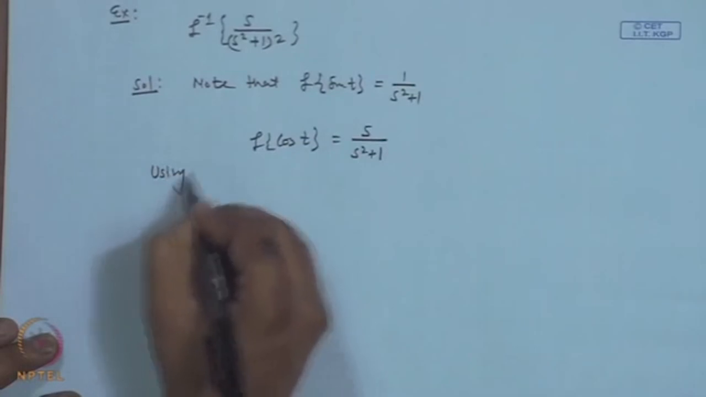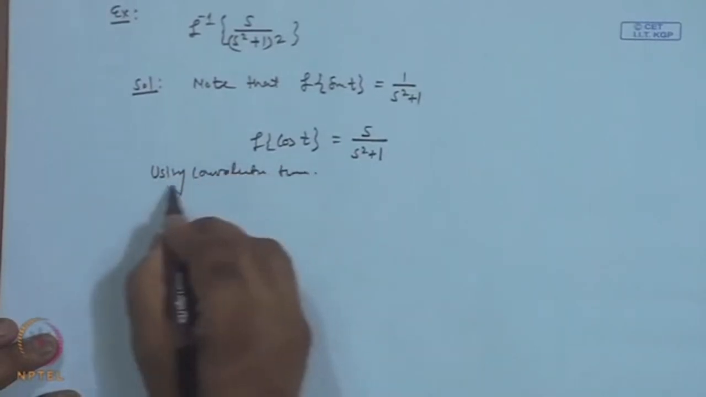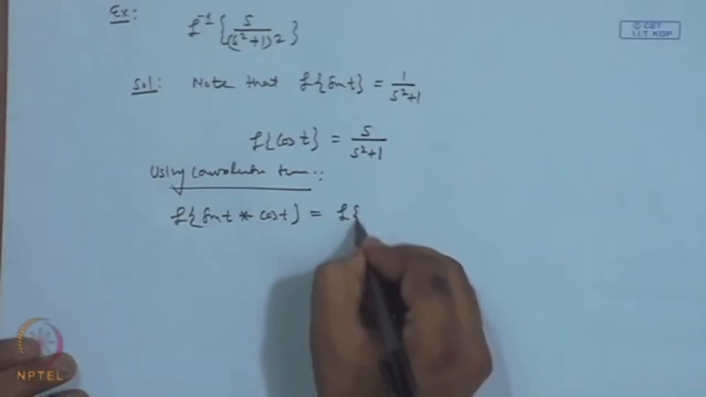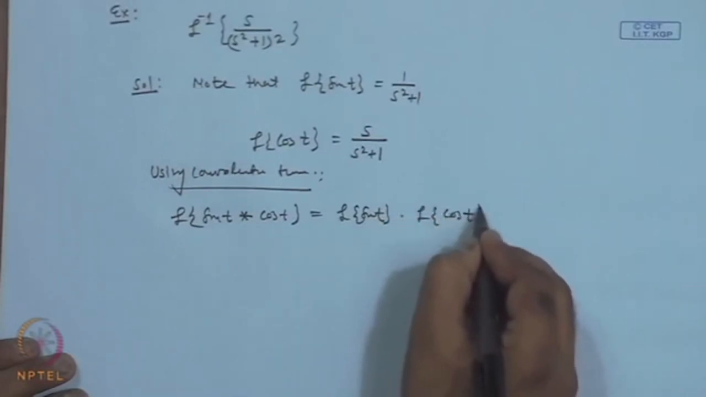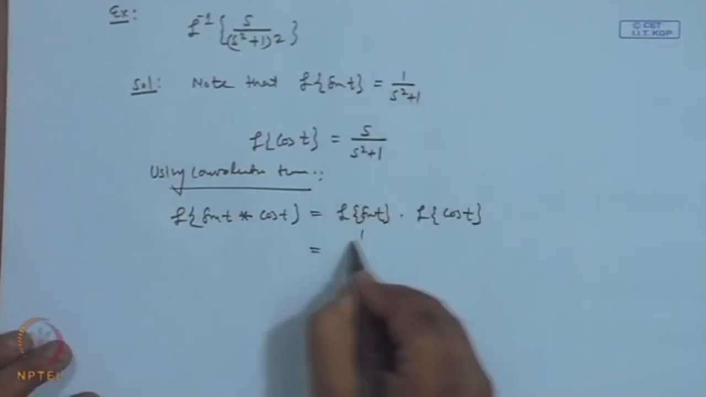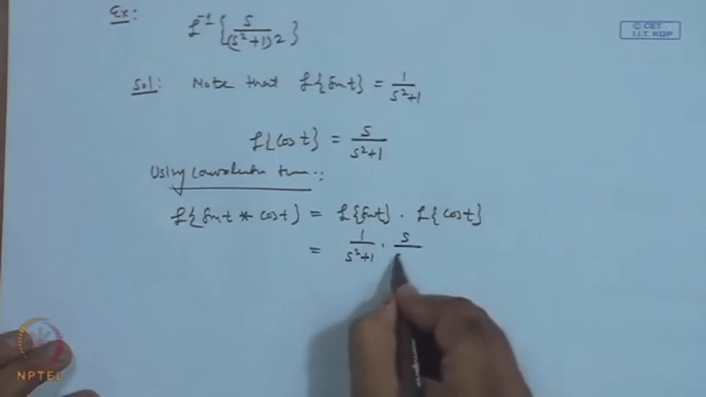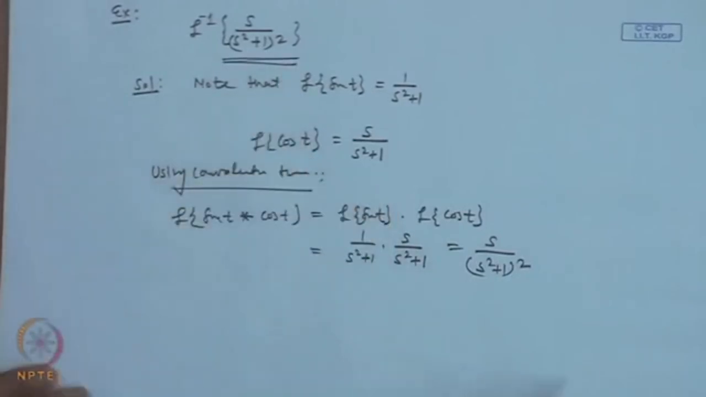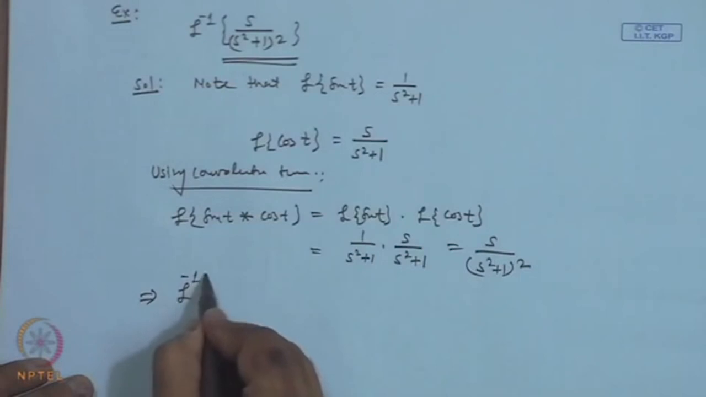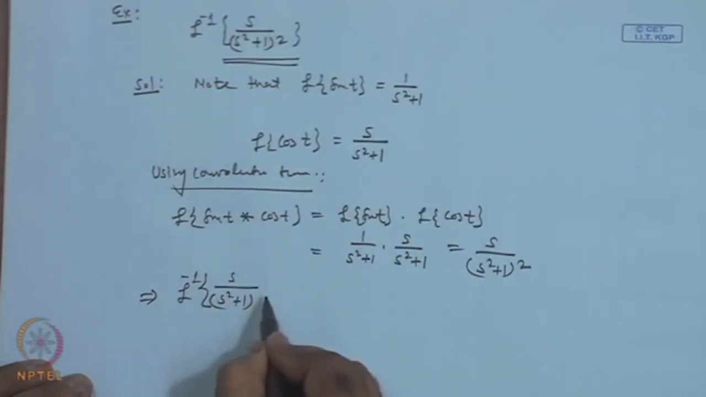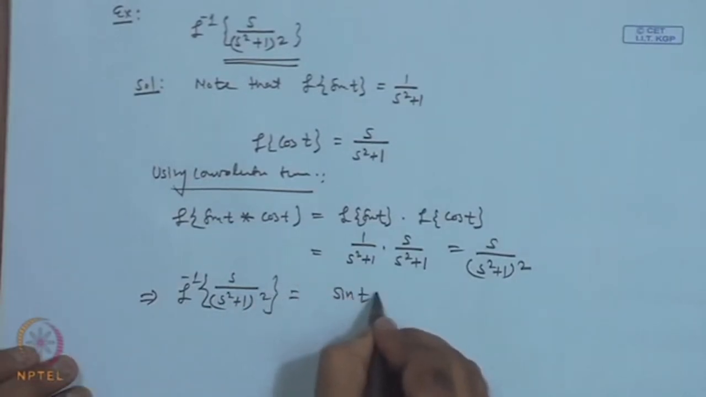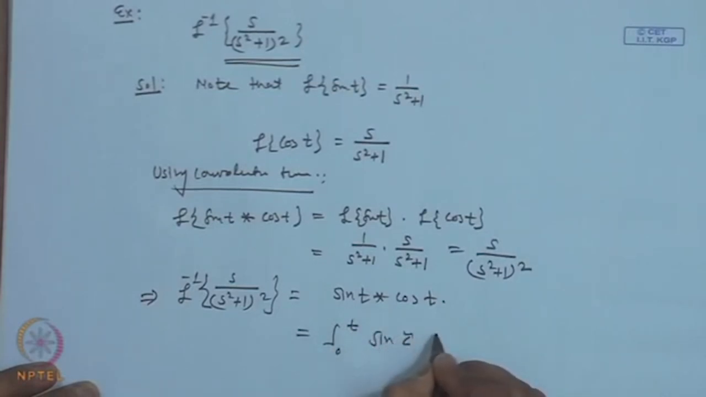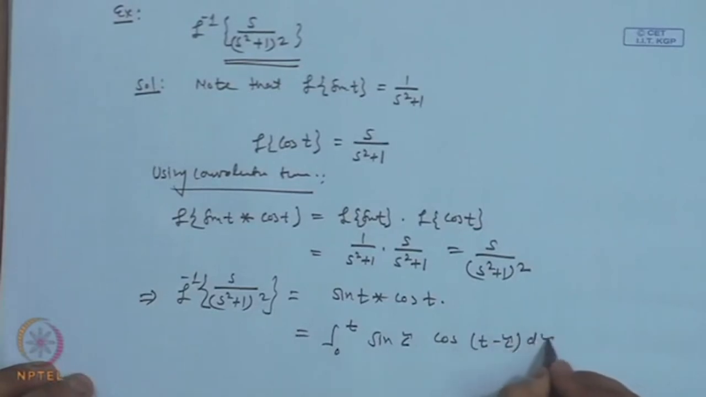So, using the convolution theorem, we see that the Laplace of the convolution of sin t and cos t would be the product of the Laplace of sin t and the Laplace of cos t. The Laplace of sin t is 1 over s square plus 1, and the Laplace of cos t is s over s square plus 1. That means s over s square plus 1 whole square, and this is the function we want to invert. So, this implies simply that the inverse Laplace of s over s square plus 1 whole square is the convolution of sin t and cos t, which is given by the integral from 0 to t of sin tau cos of t minus tau, d tau.